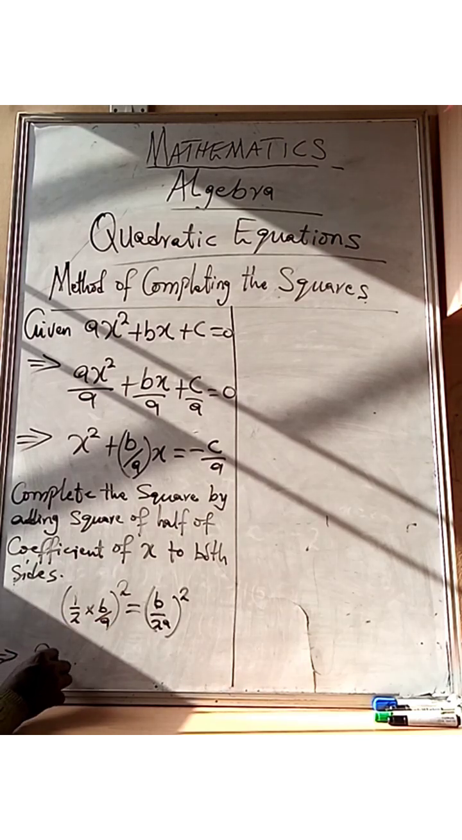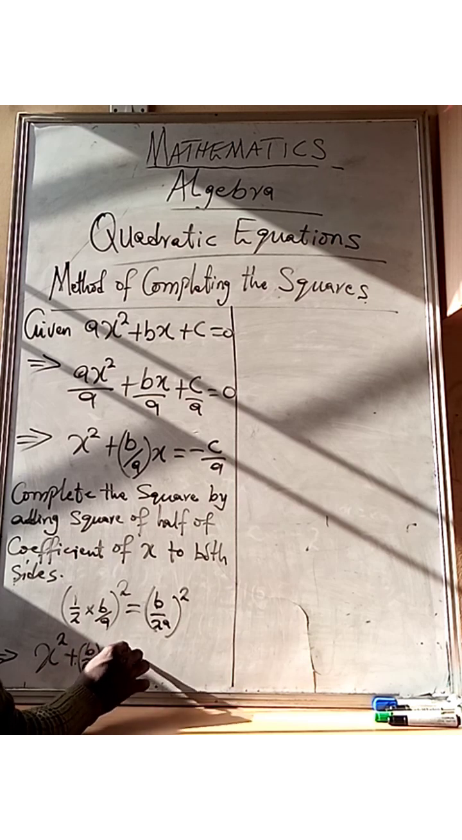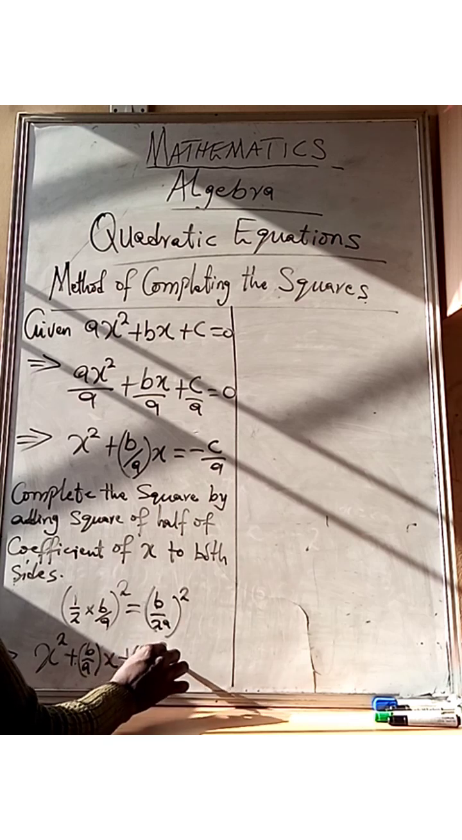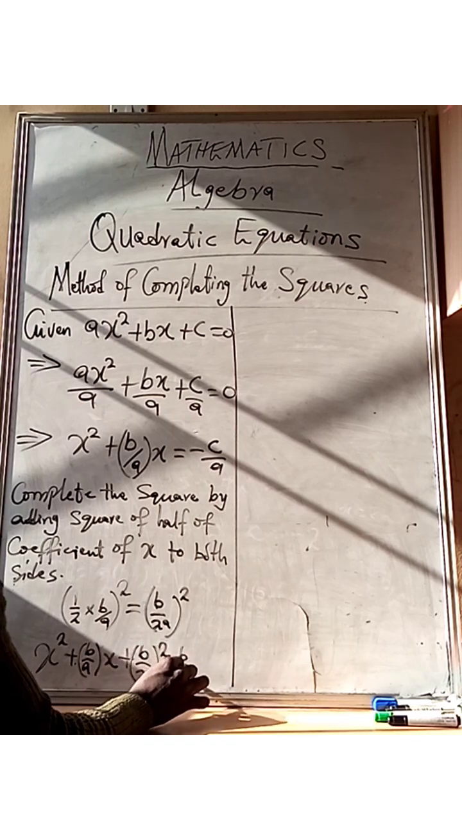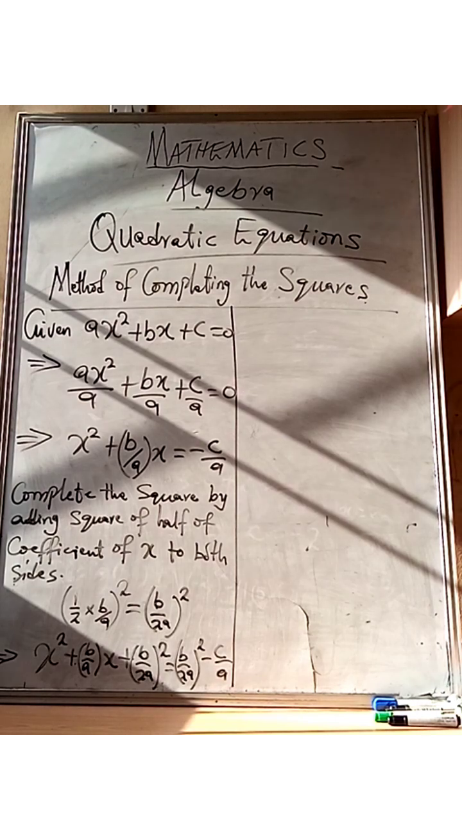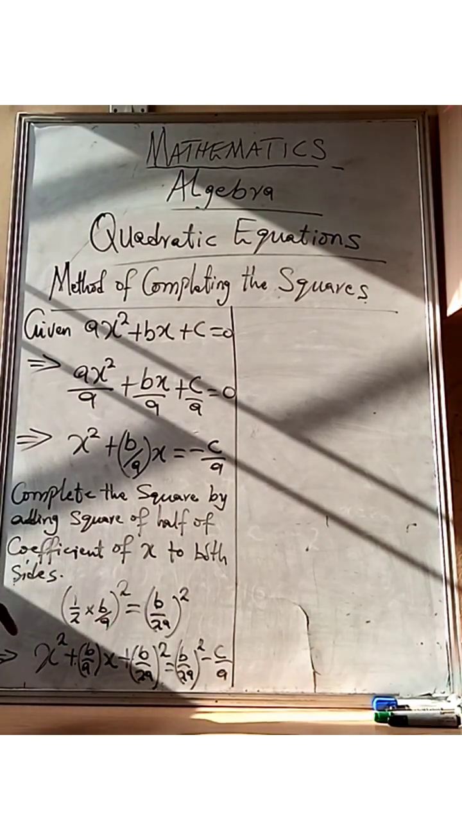We now have x squared plus b over a x plus b over 2a squared is equal to b over 2a squared minus c over a. So we have completed the square by adding b over 2a squared to both sides.